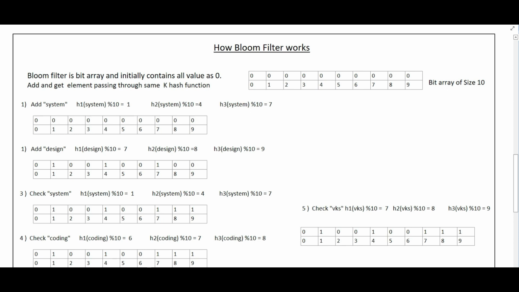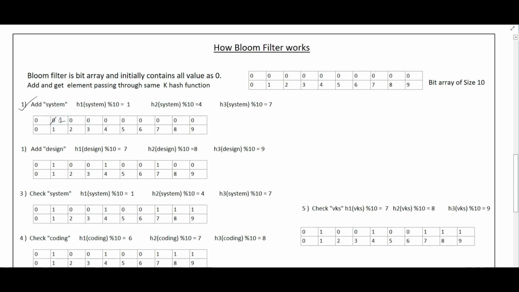Let's understand by adding a few elements into the Bloom filter. First we are adding the word system. We are passing that system to the 3 hash functions, and we want the value to be in range. That's why we are doing modulo 10 on each hash function's output, so that it results in a valid index. First our hash function will return 1. So at index 1 we will flip the value.